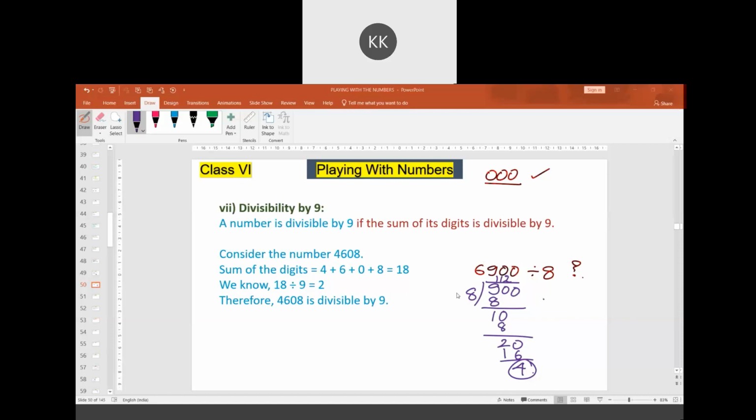Now I am unmuting. If you have doubt, you can ask now. Yes. Sir, 896 is divisible by 8, sir.